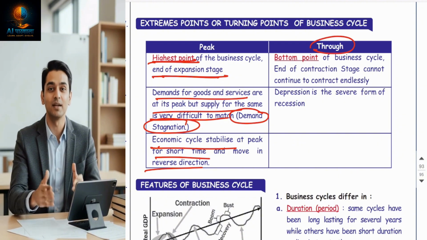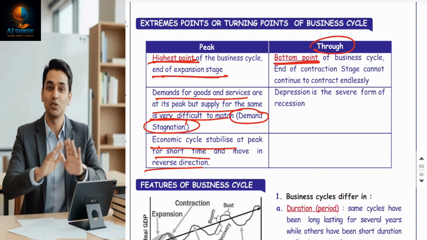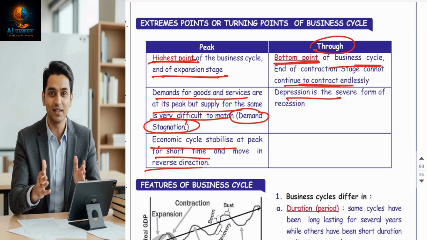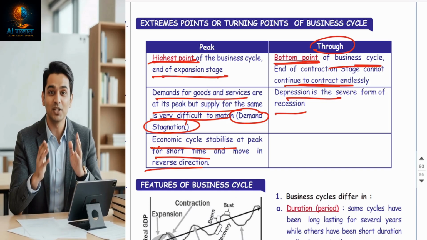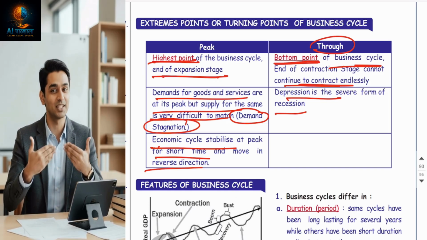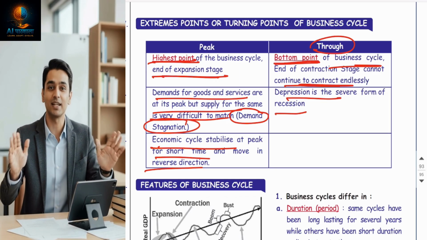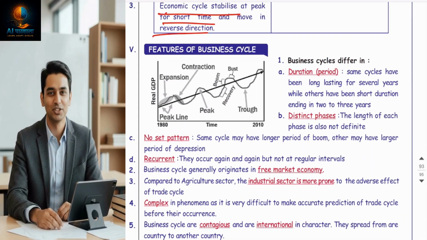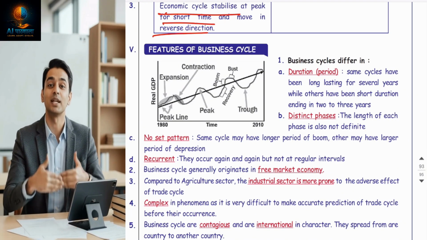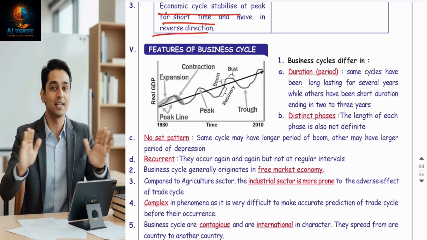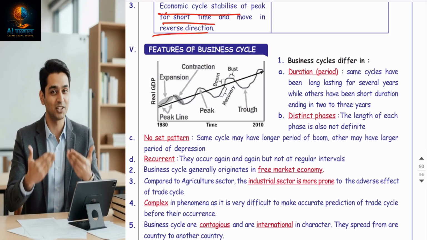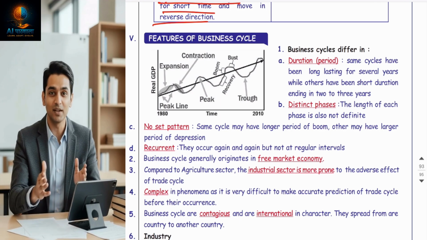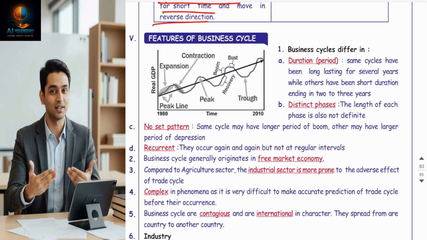Now, what is the trough point? It is the end of contraction. It is the bottom point of the business cycle, the lowest point from where the recovery begins again. Hope you understood. Yes, sir. Now, hope you understood the business cycle, its nature, each and every stage. So now understand the features of the business cycle. What are the features of the business cycle?